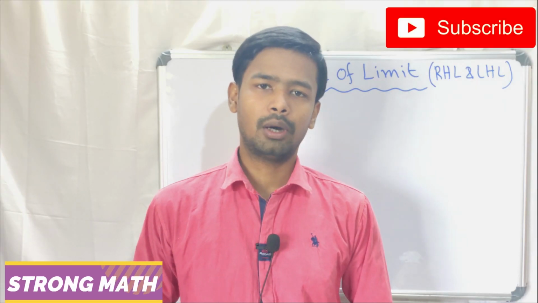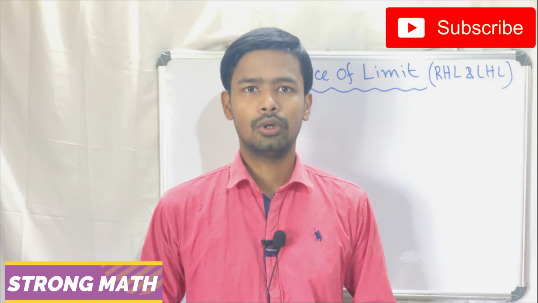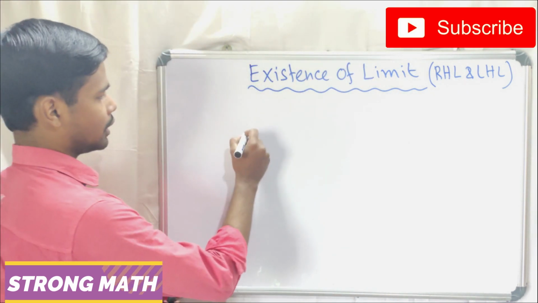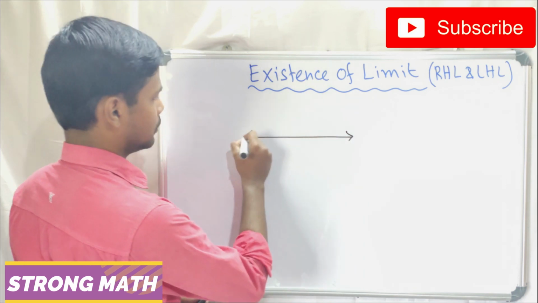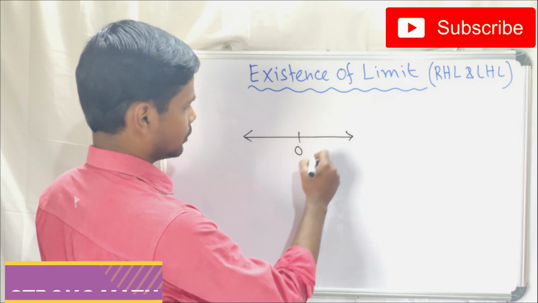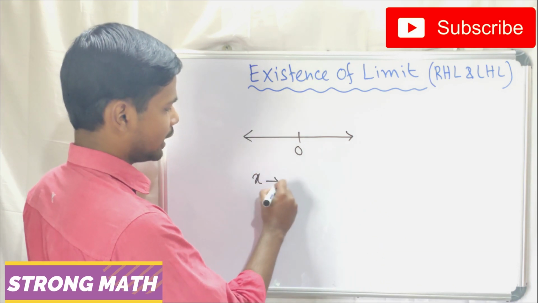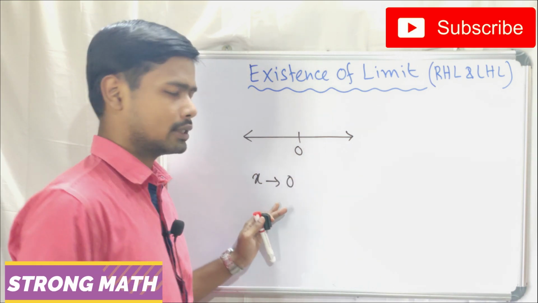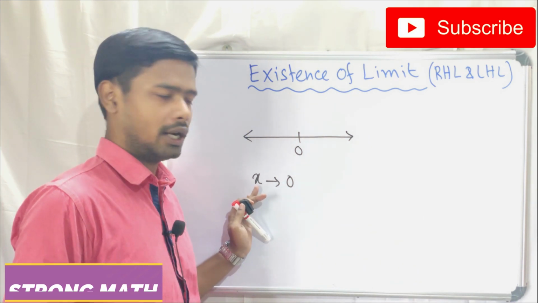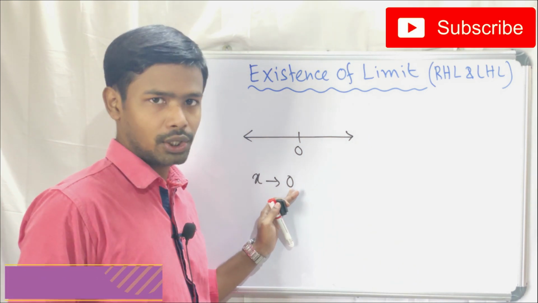In the previous video, we have discussed about the tends to. Let's recall, suppose this is a point 0 and we are denoting x tends to 0. X tends to 0 means the values of x are approaching towards 0.